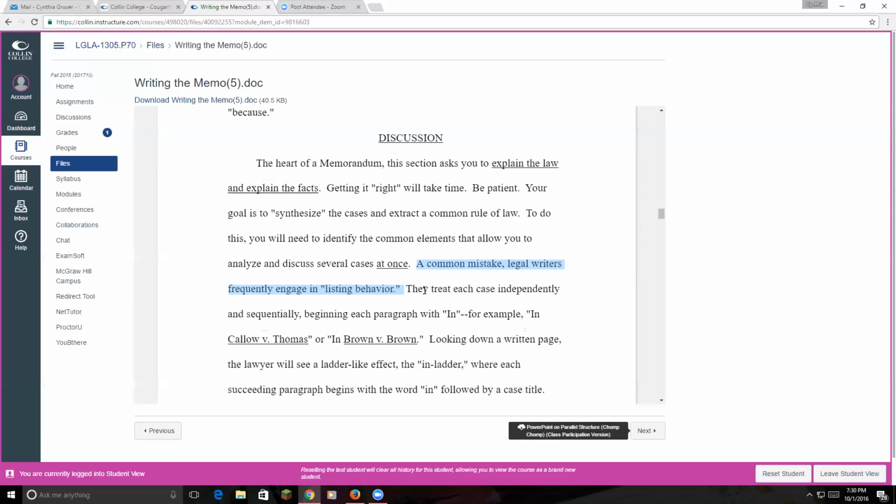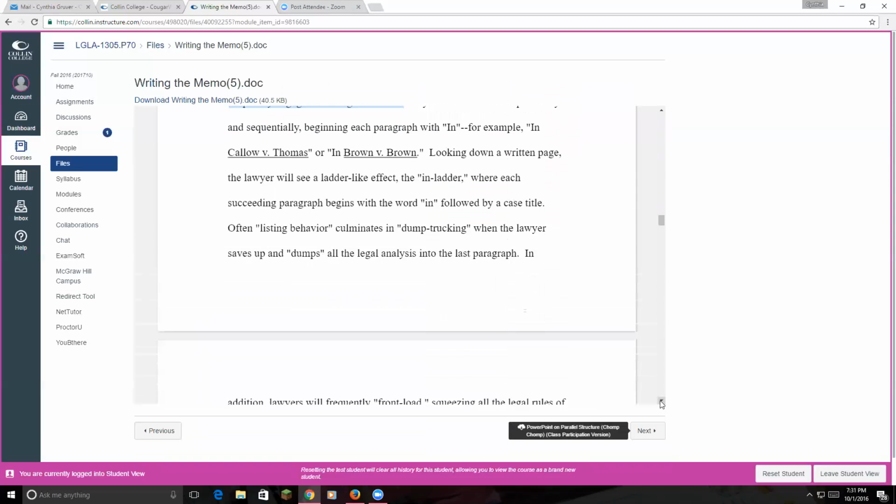You're not saying why these are important. You're not saying how this one relates to this one, or which standard is more important, or any of that kind of stuff. You need to not fall into that habit. You ought not be devoting single paragraphs to case after case after case. Okay? Don't treat cases independently in that particular way.